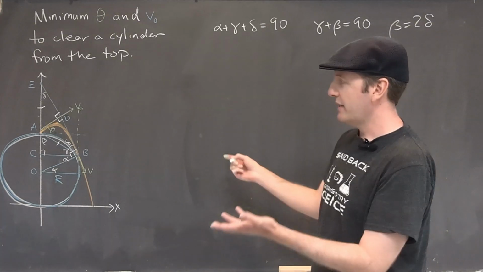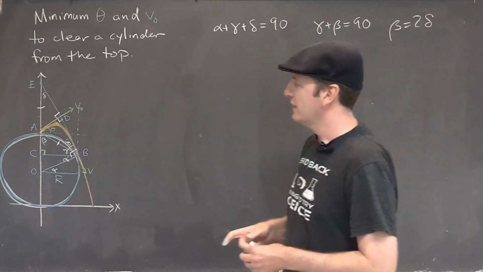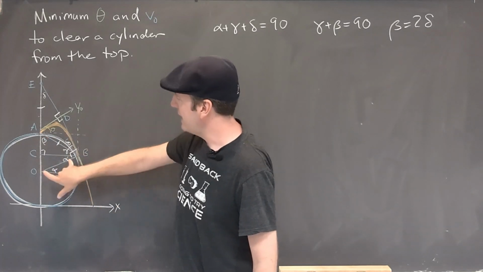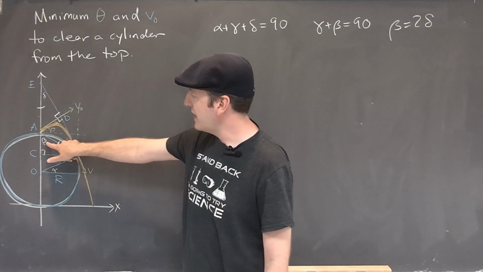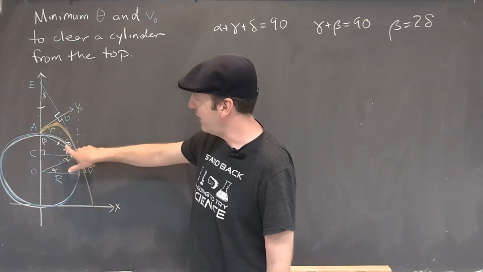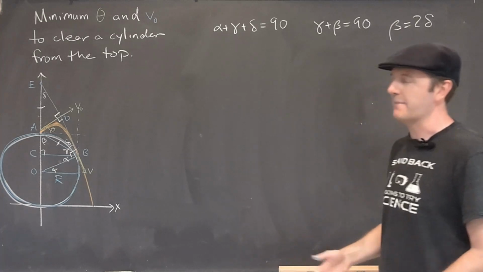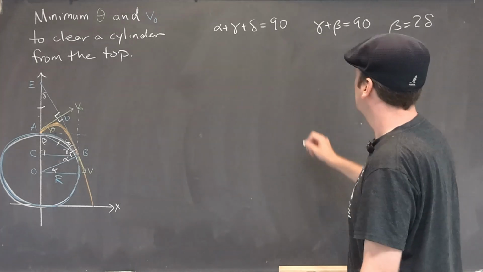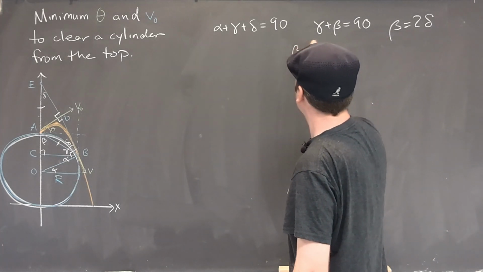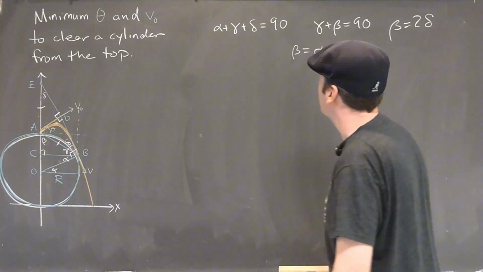And finally, we haven't yet used the fact that this is on a circle. Since radius OA and radius OB are both radii, then we know that this angle beta and this angle alpha plus gamma have to be the same. They're both base angles of another isosceles triangle. So our last condition is that beta equals alpha plus gamma.